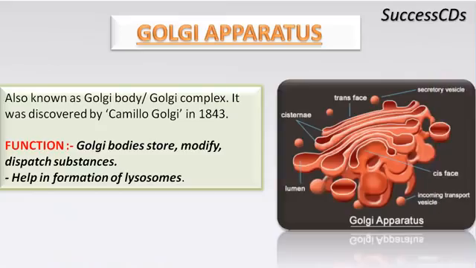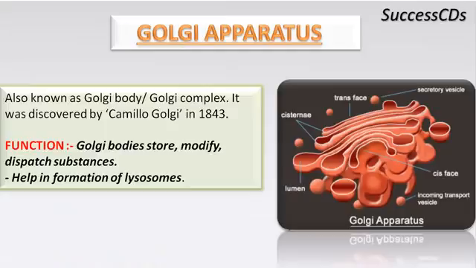Next is the Golgi apparatus. The Golgi apparatus is named so because it was discovered by a scientist named Camillo Golgi in 1843. We can call it Golgi body or Golgi complex. The basic function of these Golgi bodies is to store, modify, dispatch substances from endoplasmic reticulum to the other parts of the cell. And the last one is that they help in the formation of lysosomes.